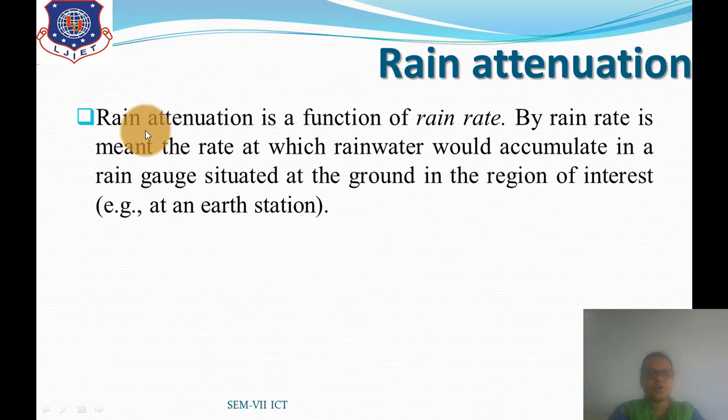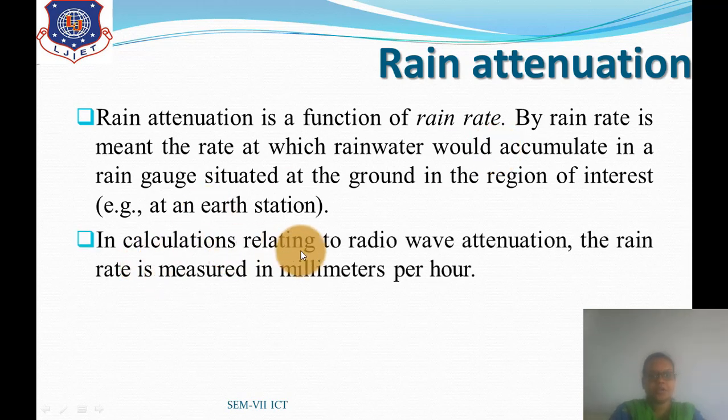Due to this, whenever we are transmitting a signal from the earth station, due to rain there will be some losses in the signal, and power loss will occur. So the rain attenuation is a function of rain rate. That means how much rain is falling right now, or throughout the year how much rain there was. In calculations relating to radio wave attenuation, the rain rate is measured in millimeters per hour.